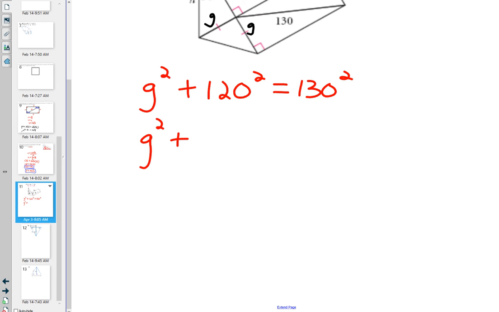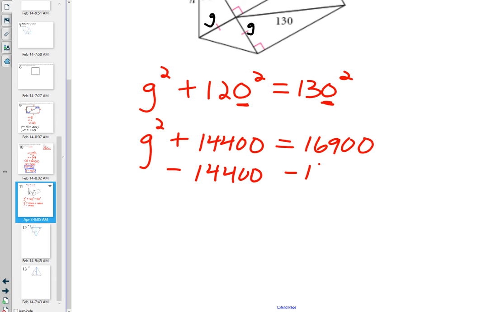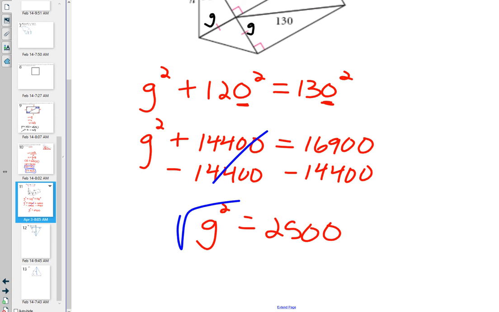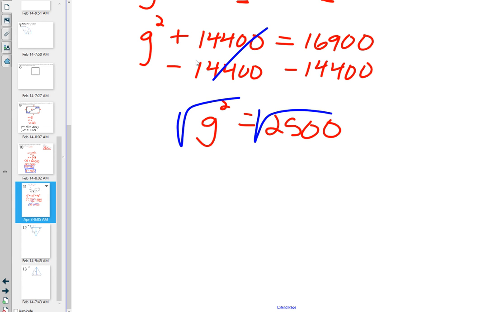It's a 5, 12, 13. It's just that they were multiplied by 10. So we're going to end up getting 50. But what's 120 squared? Is that 144 and then 2 zeros? And then this is 169 and 2 zeros, and then we're going to go minus. So G squared is equal to 2,500. Yep. And then square root, G is 50.